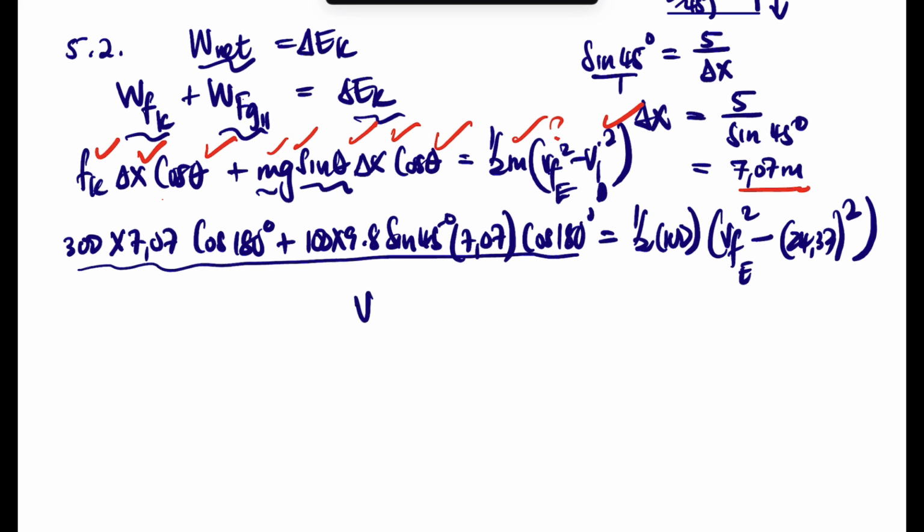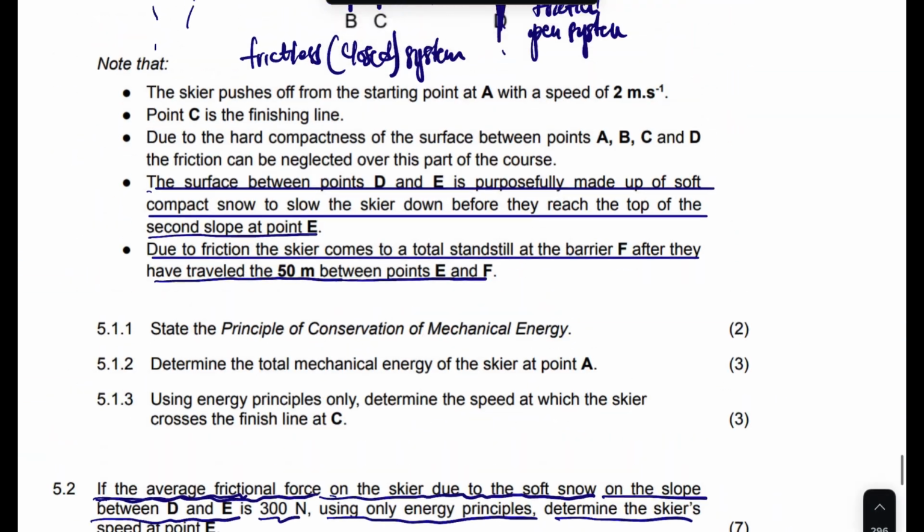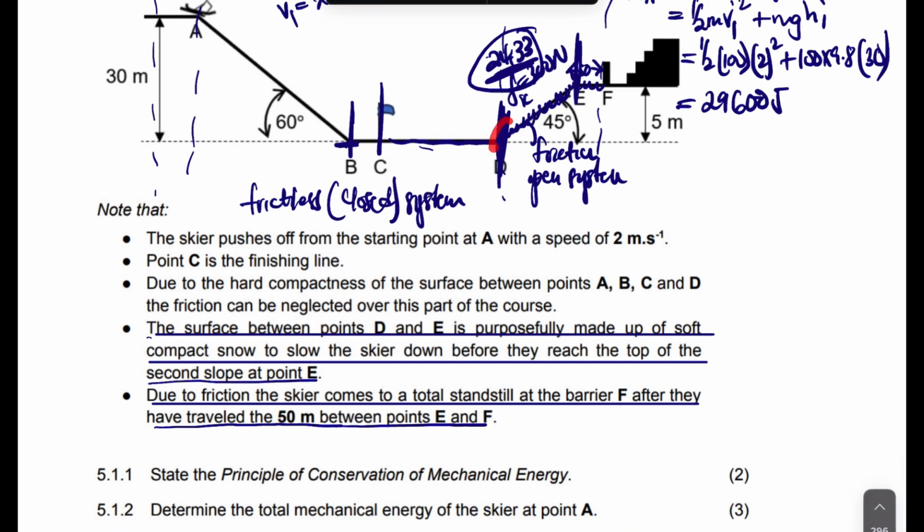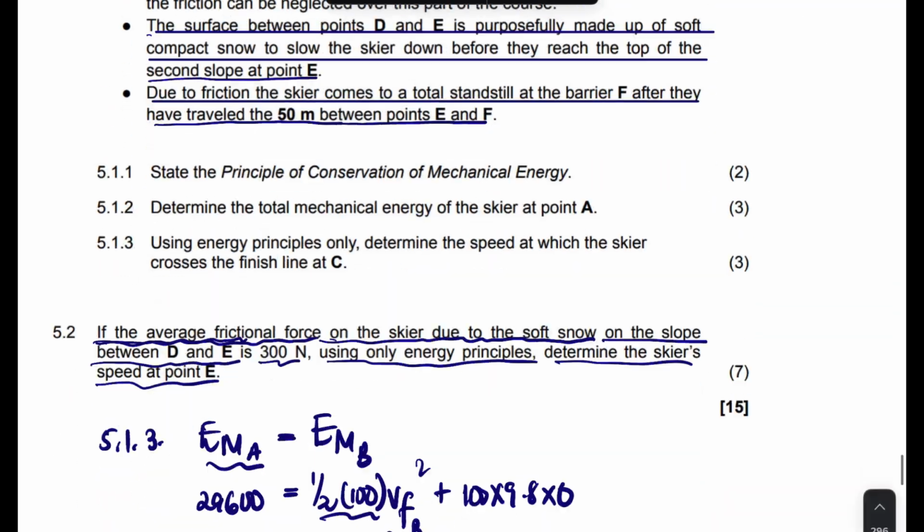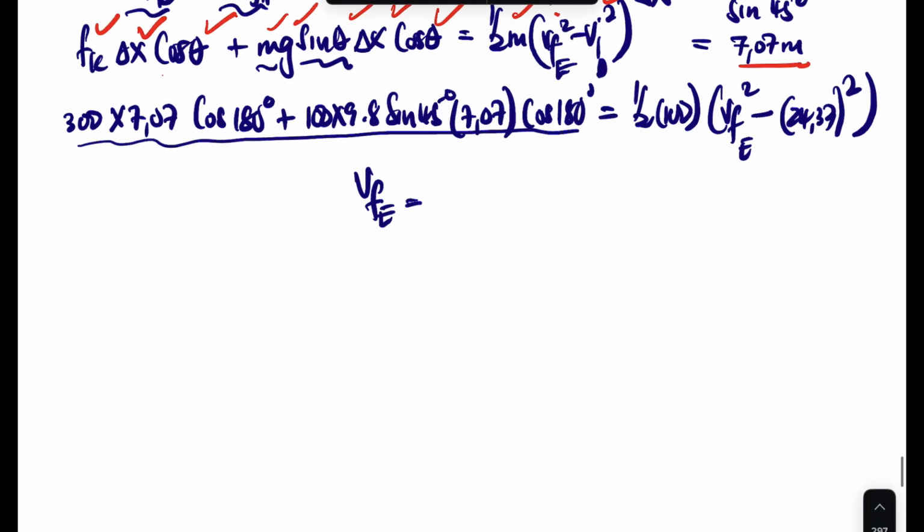Right, guys, when you punch this entire thing in the calculator and do the math, your final velocity at E should be something lesser than 24, because it started with the speed of 24.33 at the bottom of the incline. It should end with something lesser because there's friction that slows it down. So the answer here is 21.25 meters per second. That's the velocity, guys.